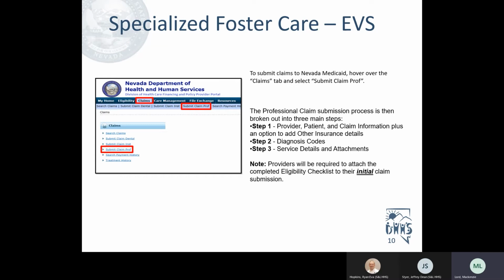You'll continue into step 2, which will include any diagnosis codes. And then when you continue onto that, you'll get into step 3, which is going to go over the service details and any attachments. I do want to point out here that you will be required to attach the eligibility checklist to the initial claim submission for each recipient, and then you'll have to resubmit that every year afterwards.